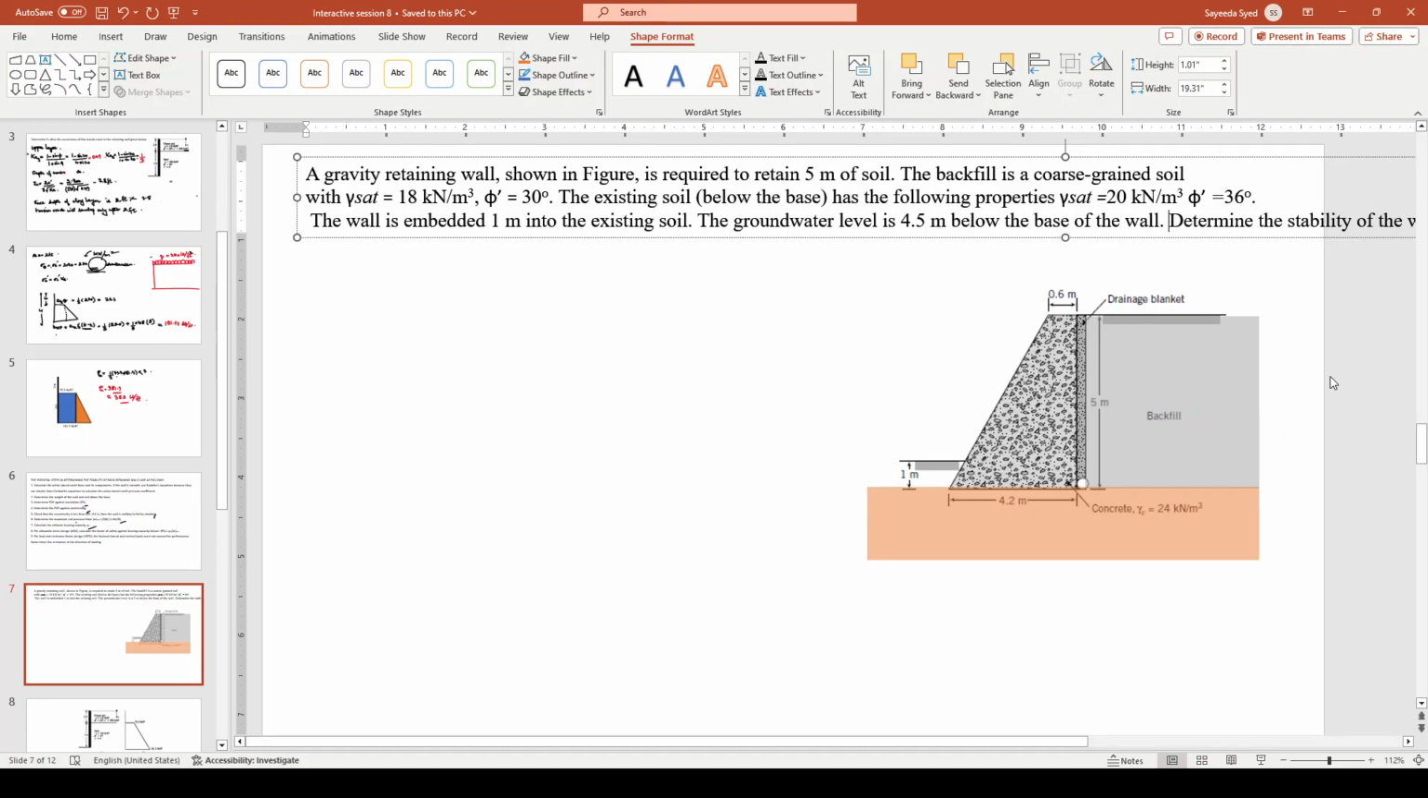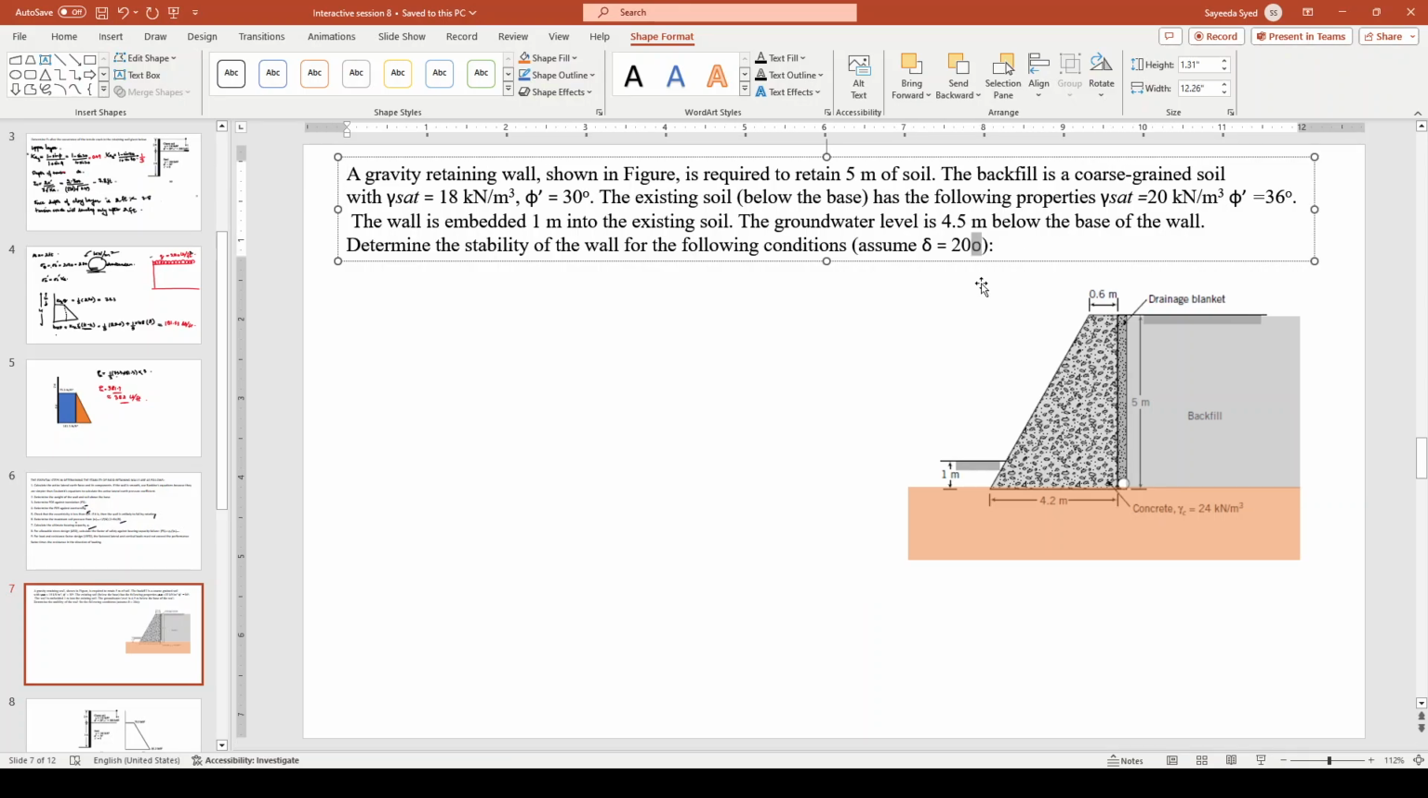Determine the stability of the wall for the following conditions. Delta, it is taking 20. Okay, that is the angle of friction for the wall, taken as 20. So can you tell me now how we proceed?